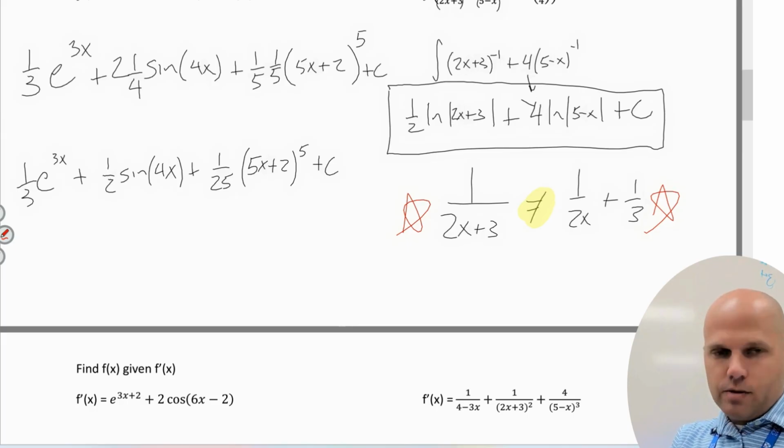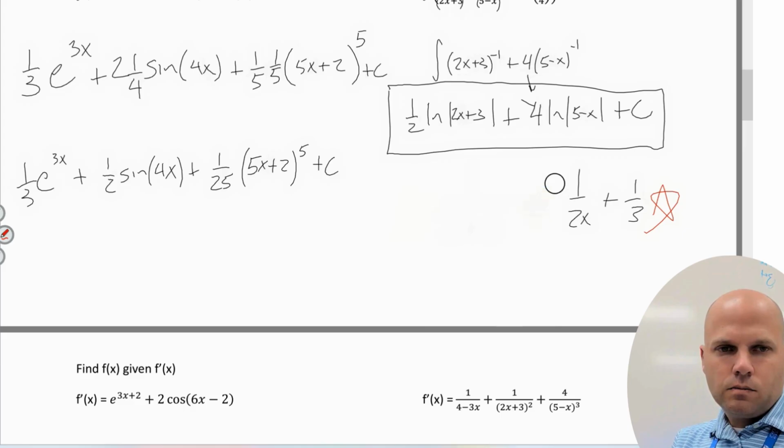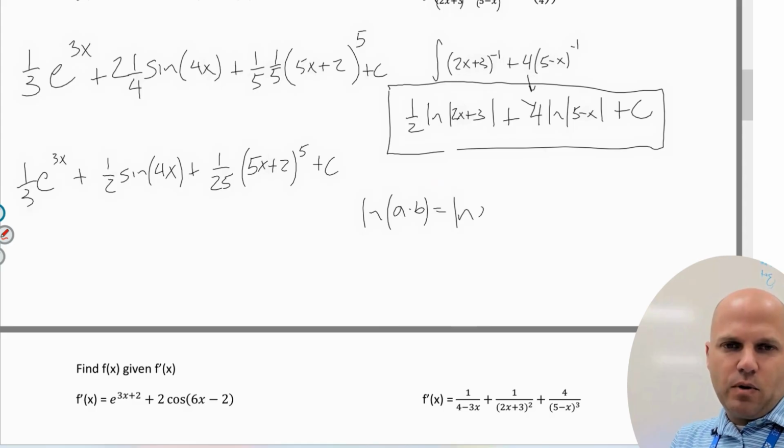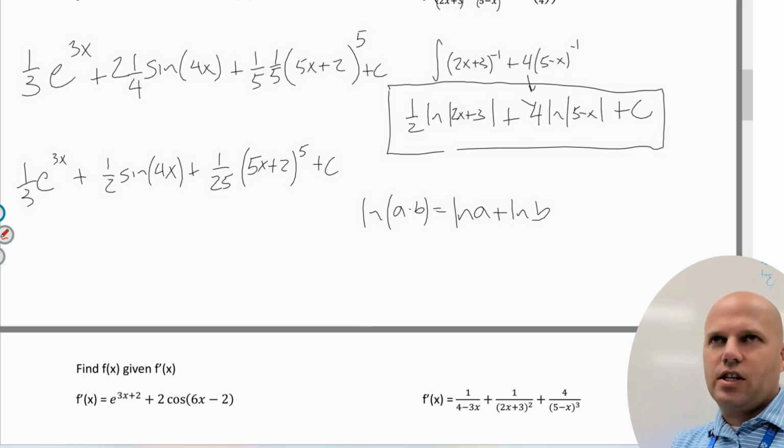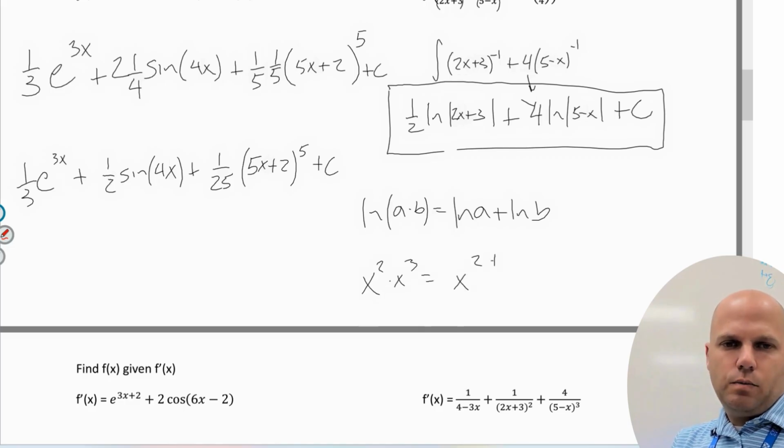There are log properties, where the log of a times b is the same as the log of a plus the log of b. This is very much like exponent rules. I don't see this on the AB test. It shows up on the BC test, knowing to simplify using your log properties. So what is this like? This is like x squared times x cubed equals x to the 2 plus 3. See how exponent rules and logarithmic rules go hand in hand?